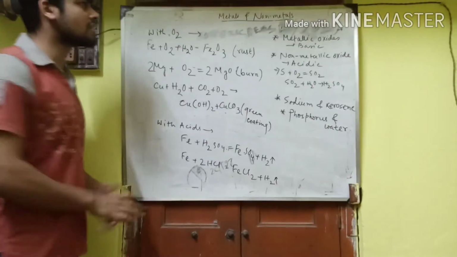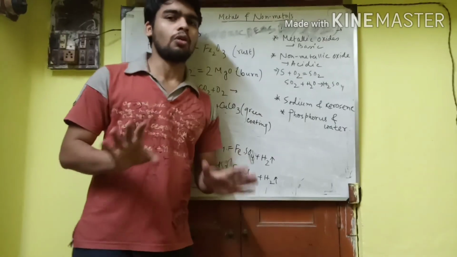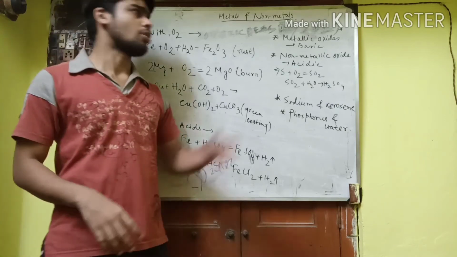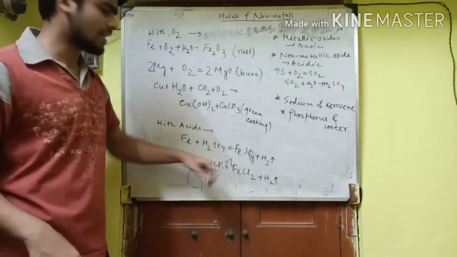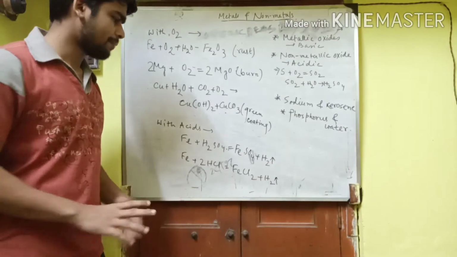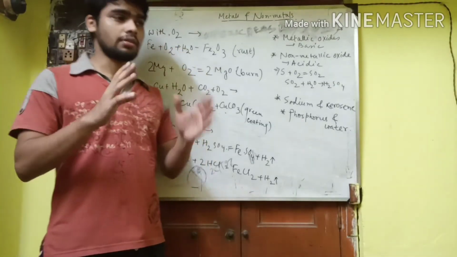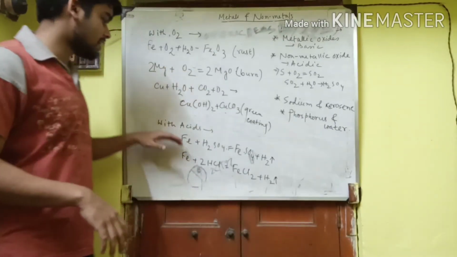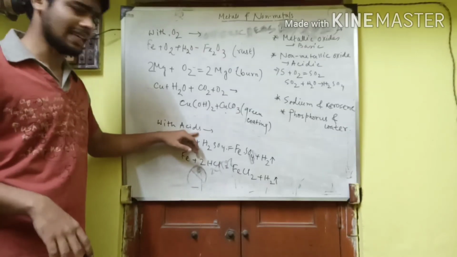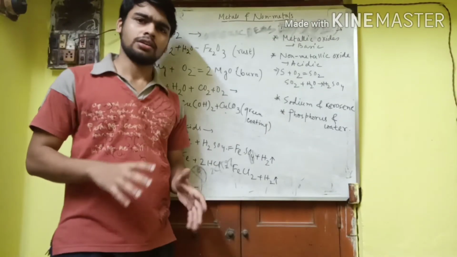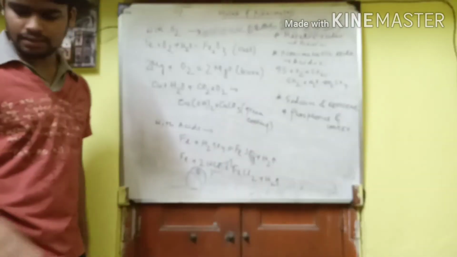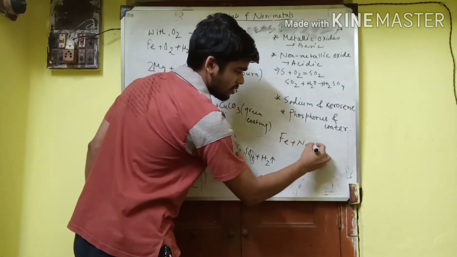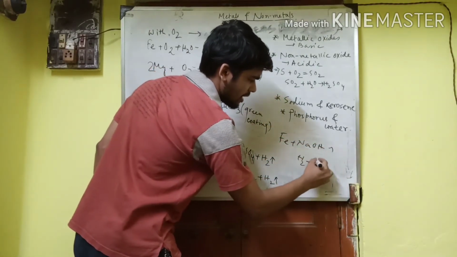These are some of the basic examples of metals and non-metals. Non-metals also react with acids and produce hydrogen gas, but the equations are much more complex. Metals react with bases and also produce hydrogen gas. Suppose Fe plus NaOH, it also produces hydrogen gas.